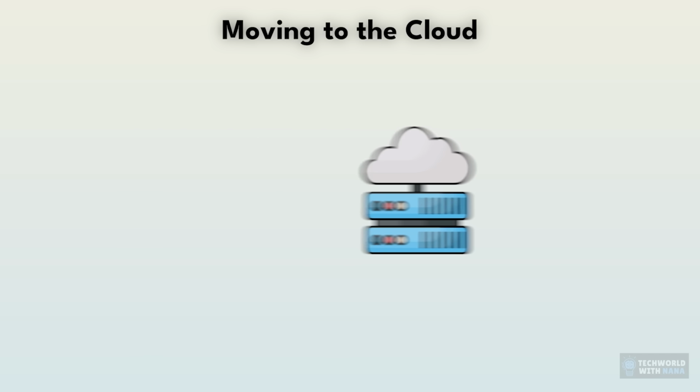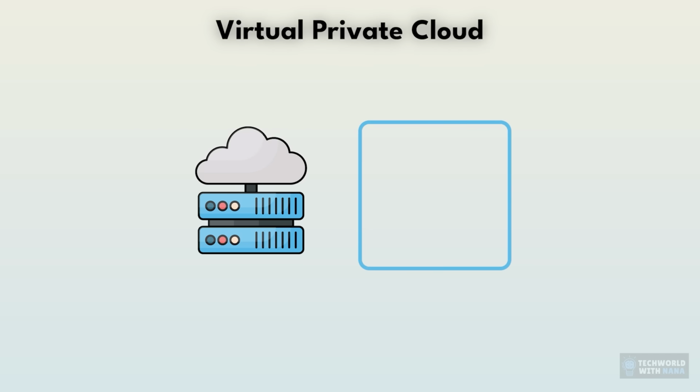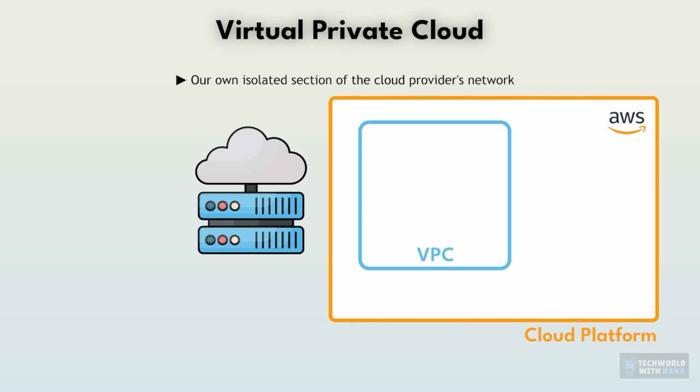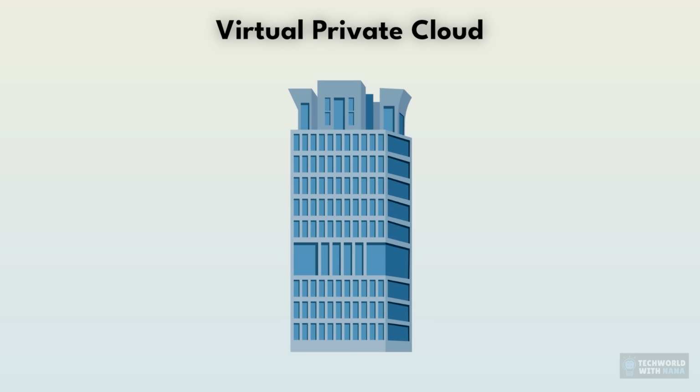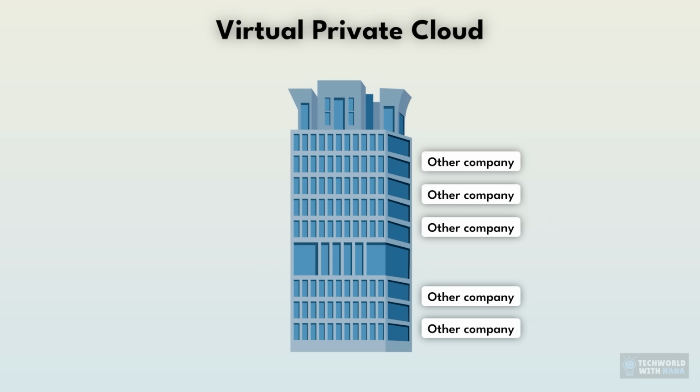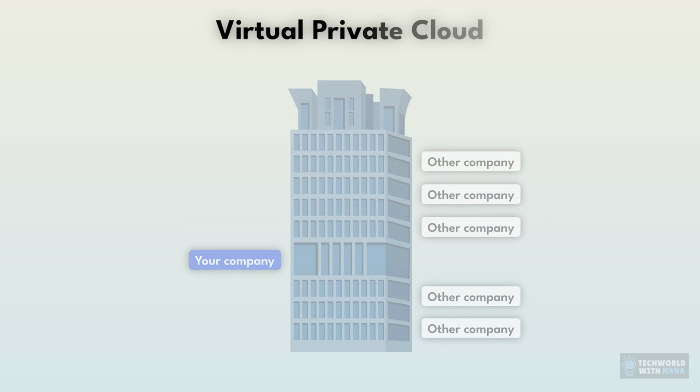So in the cloud, we create what's called a virtual private cloud, or VPC. And this is our own isolated section of the cloud provider's network. Think of it like renting an office floor in a large office building. Other companies are on different floors, but your area is yours. Nobody can enter your office even though they're in the same building.